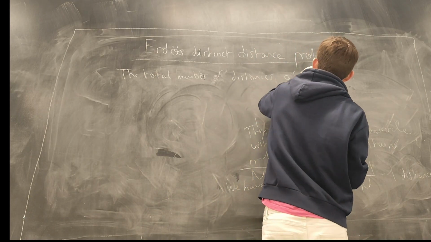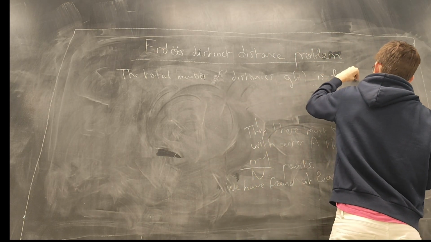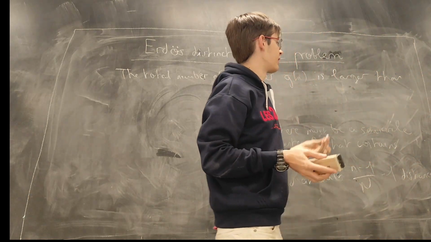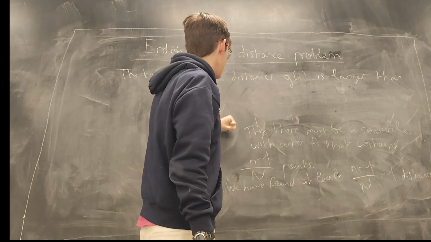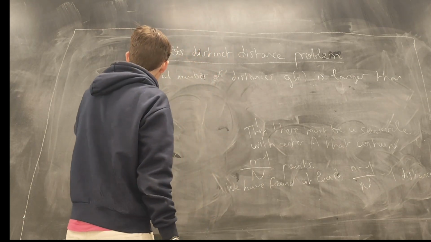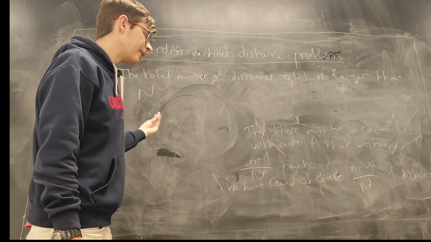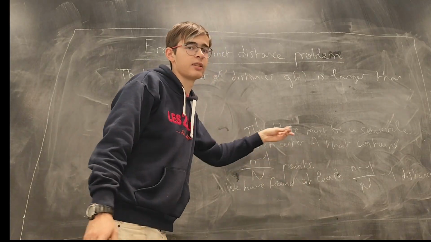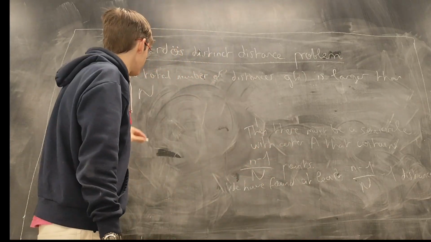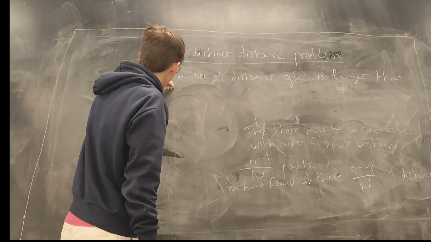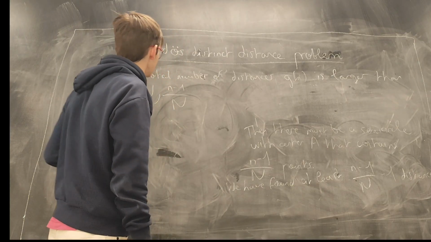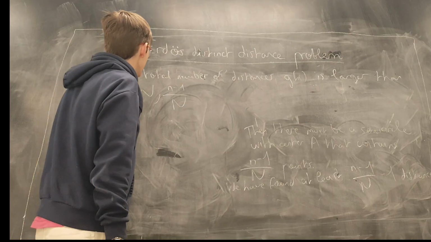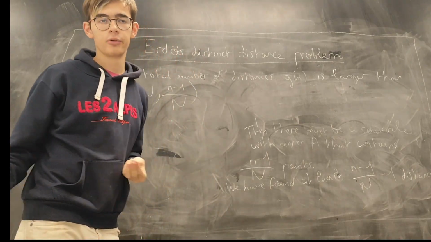G of n is larger than both the number of distances of our point A with other points, so n, and also larger than the number of distinct distances that we were able to construct, so n minus 1 over n. And that means, of course, that g of n is larger than the maximum of both of these values.